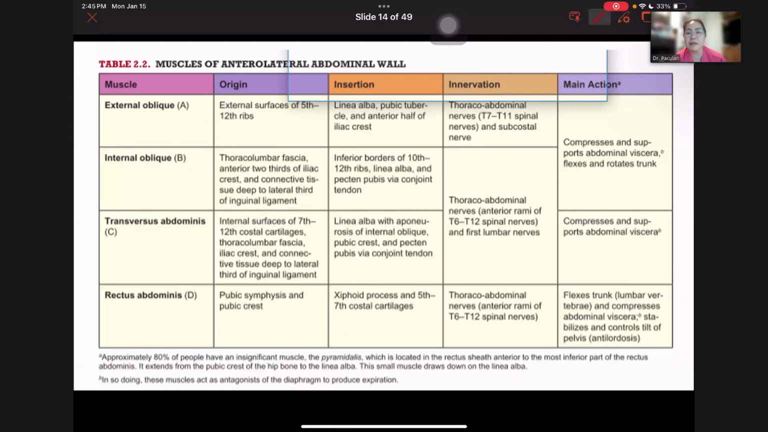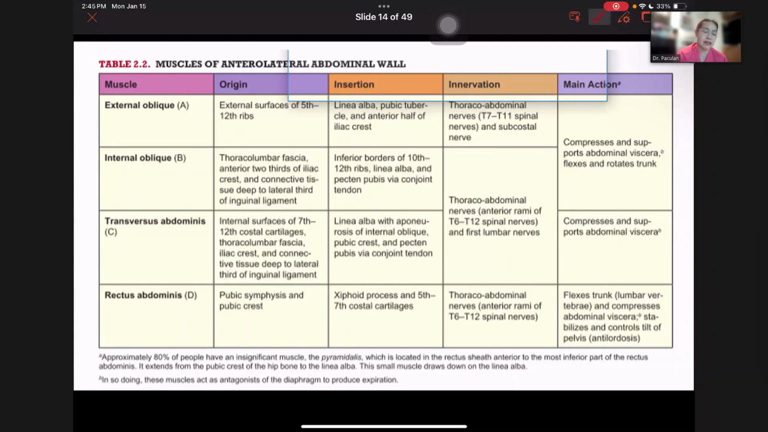Okay, this is a tabulation of the important muscles of the abdominal wall, which you should be an expert of by the end of this week. So you have your external oblique, internal oblique, transversus abdominis muscle, and your rectus abdominis muscle. Don't forget your pyramidalis muscle. I think there is one cadaver wherein you can find it.